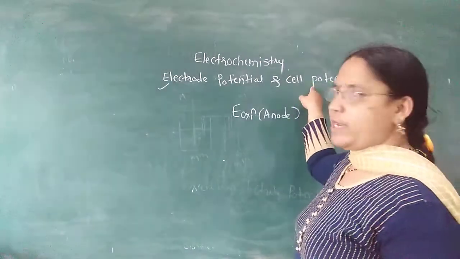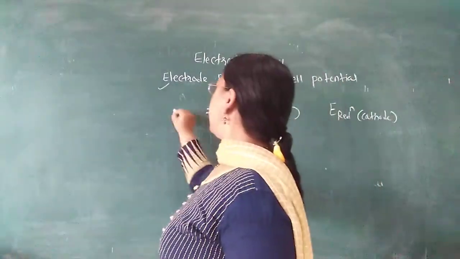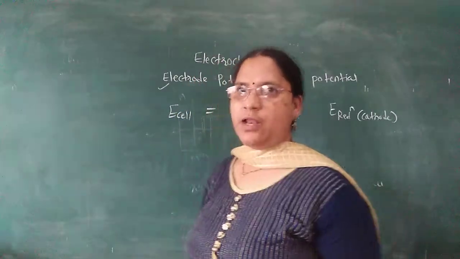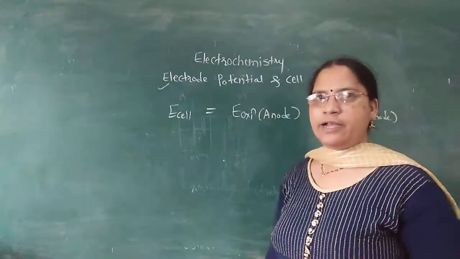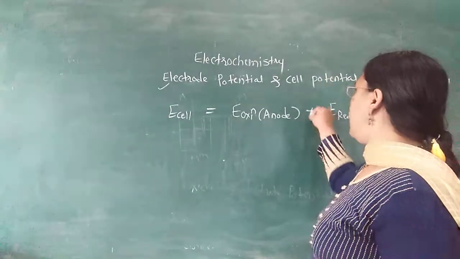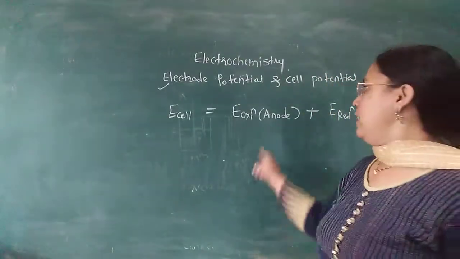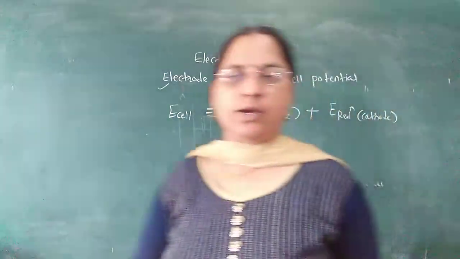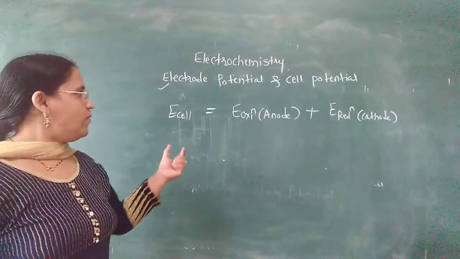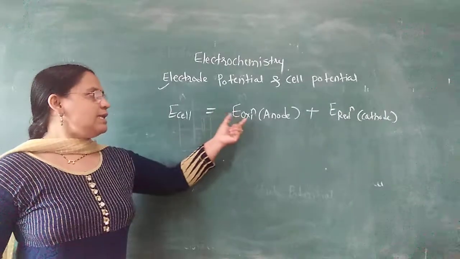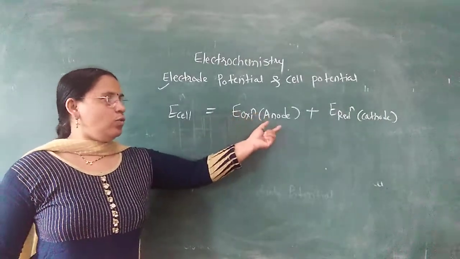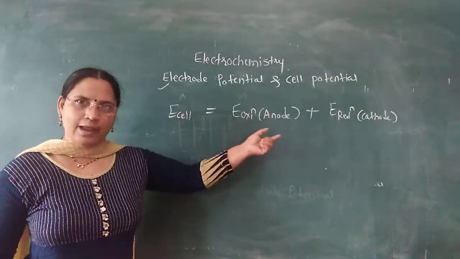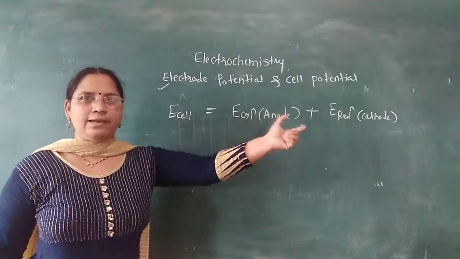Now what is cell potential? Cell potential, or the electromotive force of the cell, is indicated by E cell. It is the algebraic sum of the oxidation electrode potential plus the reduction electrode potential. So what is the formula for E cell? E cell is equal to E anode plus E cathode, that is, E oxidation at the anode and E reduction at the cathode.